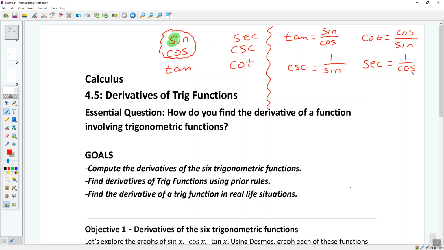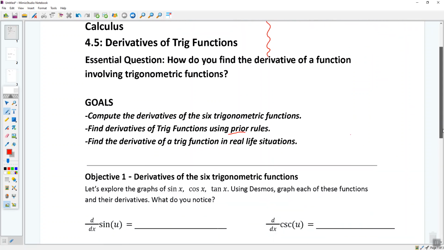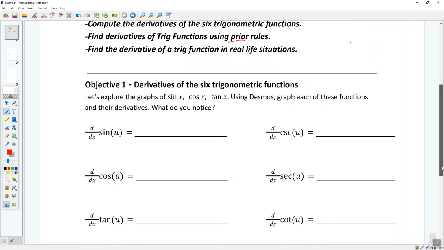Second thing we're going to look at doing is finding derivatives of trig functions using prior rules, so don't forget about what we've learned. Okay? And then we're going to look at the derivative of a trig function in a real life situation. So I don't know if we'll get to that real life situation today, but we sure will try. So let's get rolling right here, guys.